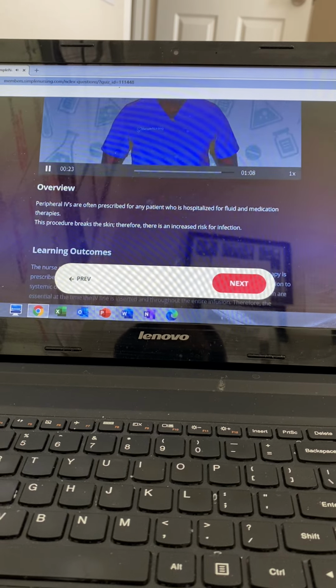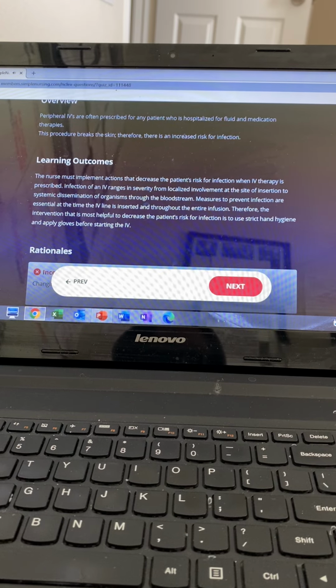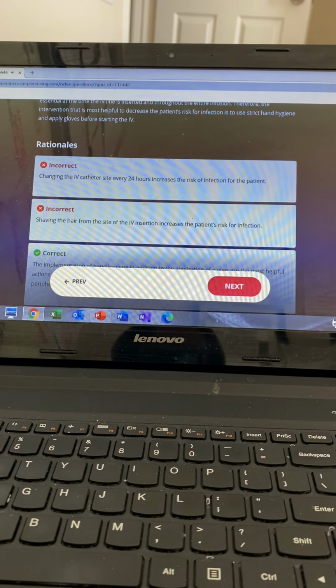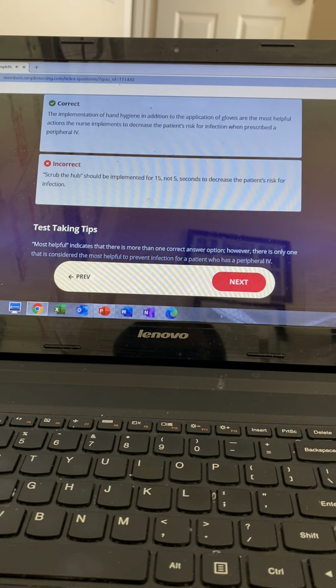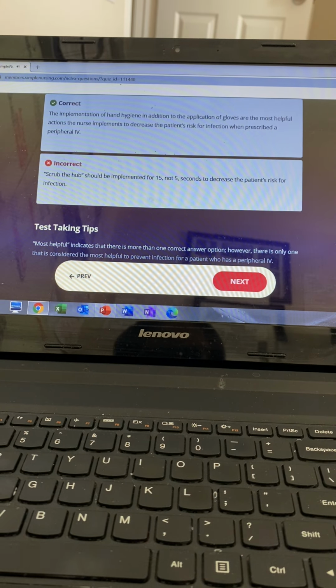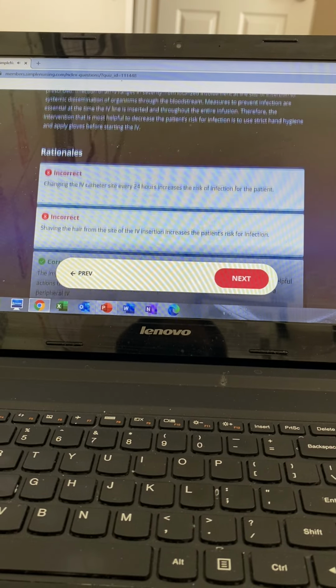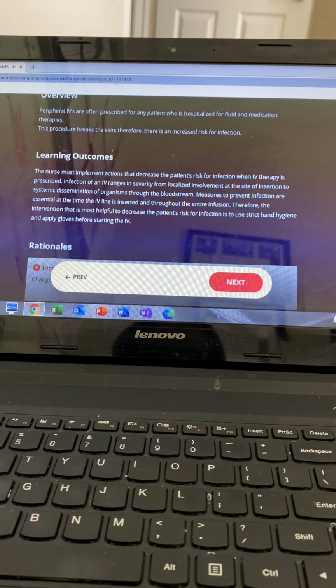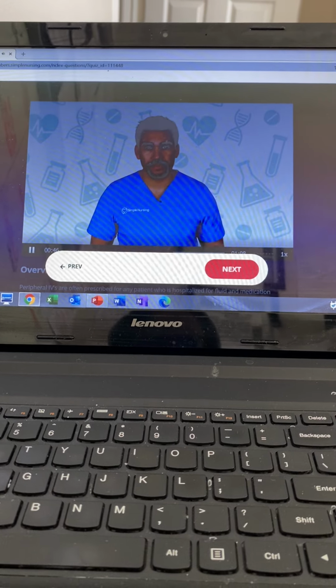So option number 1 is incorrect here. Guys, the IV site should not be changed every 24 hours. Very unnecessary, especially for the pain of always poking that patient. Now, option number 2 is also incorrect. You should avoid very hairy spots. Guys, hairy spots, they hold on to bacteria and can promote infection. Guys, we're looking for a clean spot here.